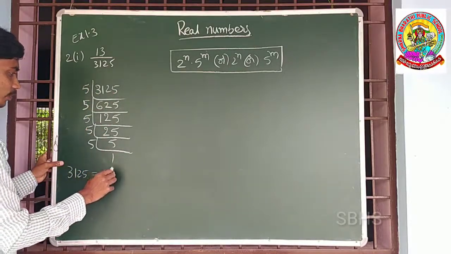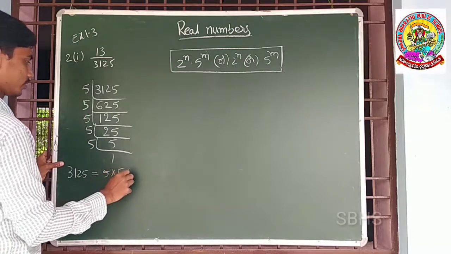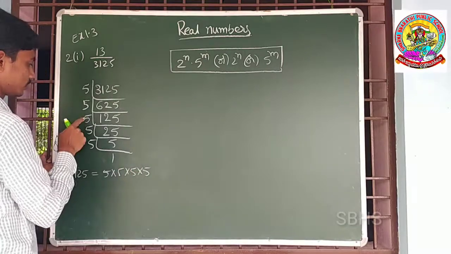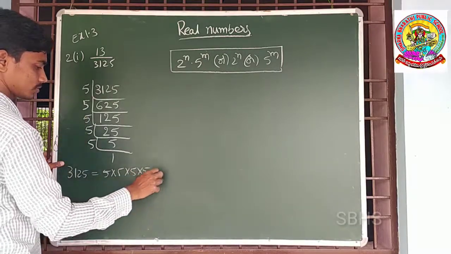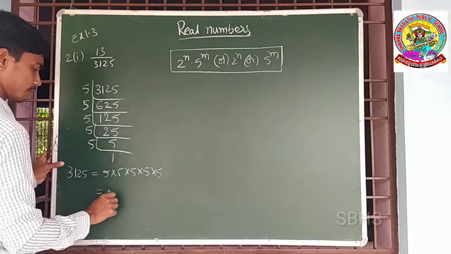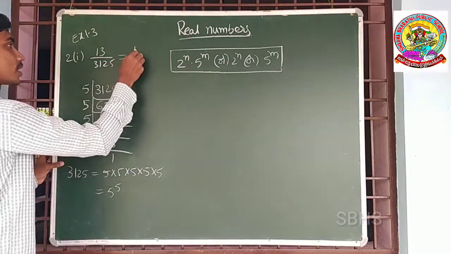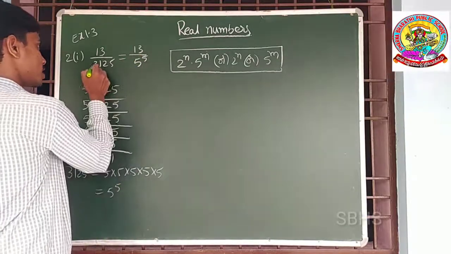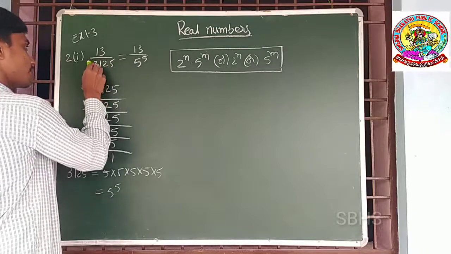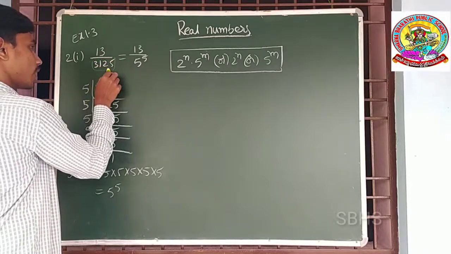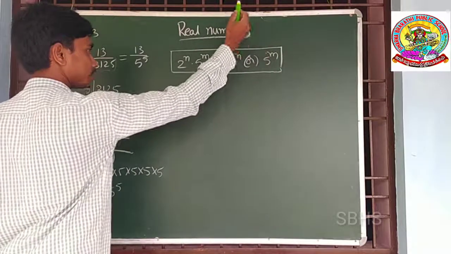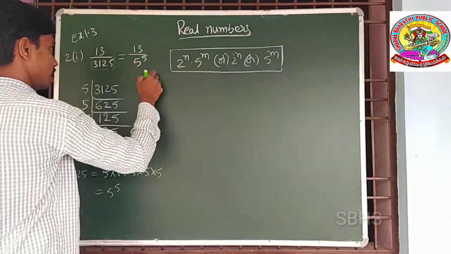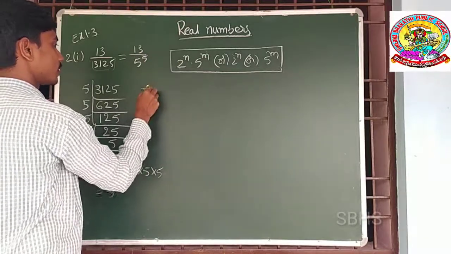Which means 3125 is expressed in the form of 5 into 5 into 5 into 5 into 5, which means 5 power 5. So 13 by 5 power 5. According to our theorem, the denominator value is in the form of 5 power m or 2 power n, or in the combination of 2 power n and 5 power m, that is a terminating decimal.